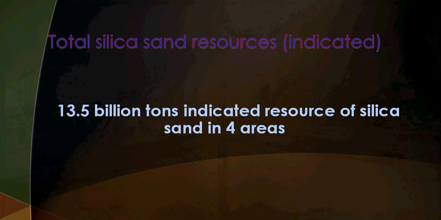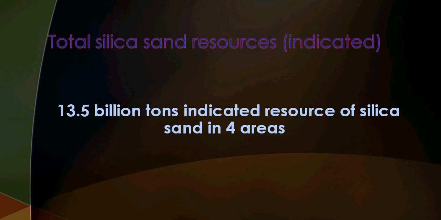So I will say a total indicated resource of 13.5 billion tons is reported in these 4 areas. I have not included other areas like Qasim and others. This estimate is based on the drilling and surface exploration in Tema, South Tema, in Al Jawf, and in the Dohm area.